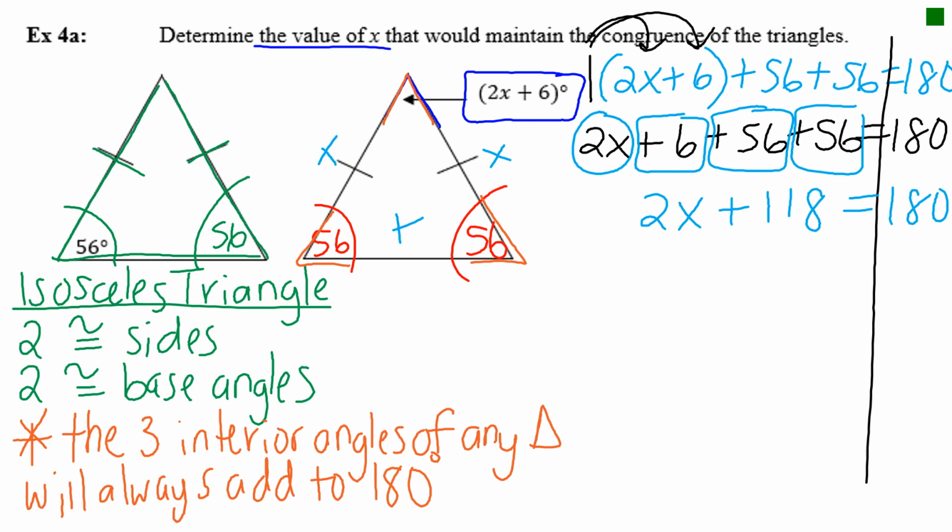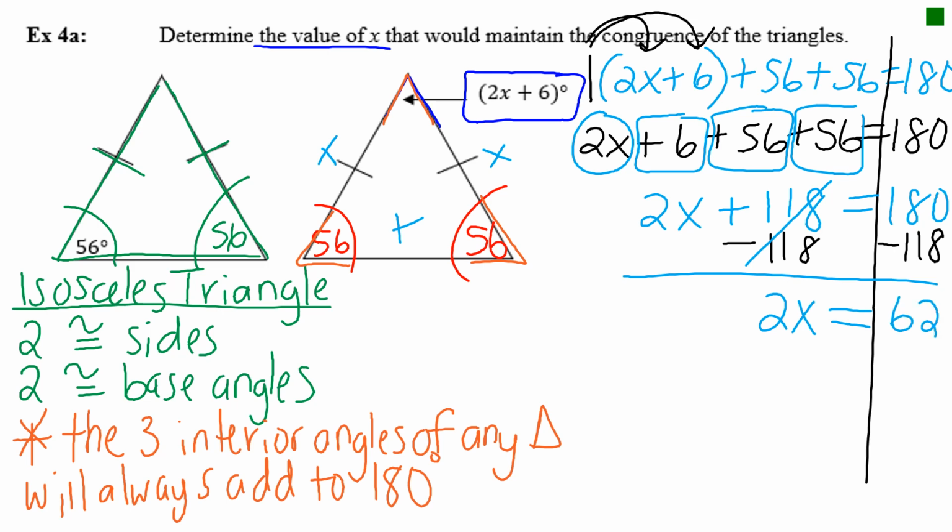Step 3 is to add or subtract. All my x's are on the left, we're going to leave them there. We want to get constants to the right, so we're going to subtract 118 from both sides. Okay. On your left, 118 minus 118 will cancel. We'll bring down 2x. On the right, 180 minus 118 will give us 62.